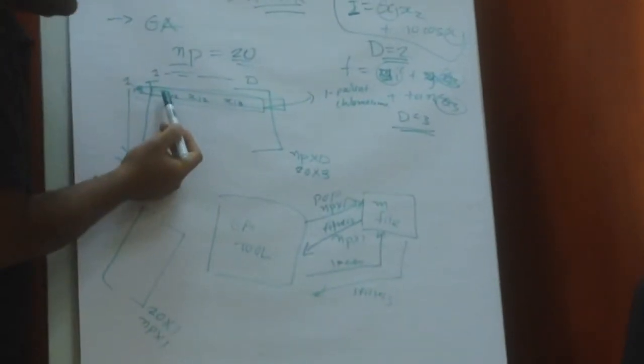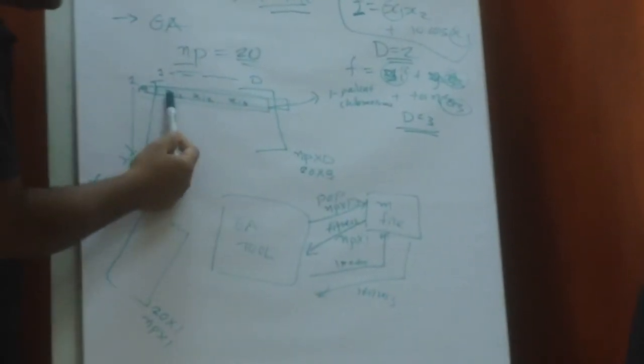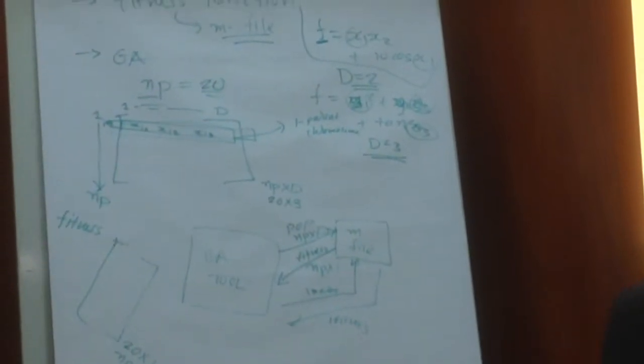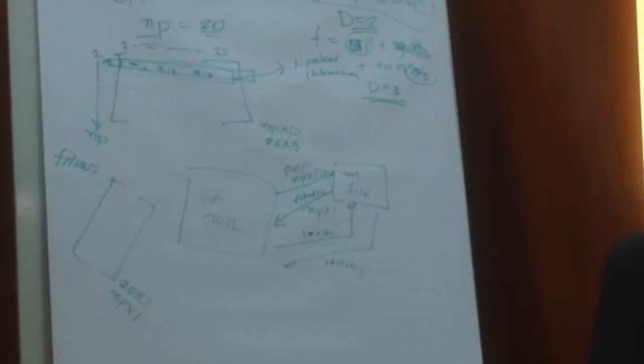See, you have three values. For one parent, you have three values: x1, x2, x3, right? If you put it here, you will get a single value of f. Okay, you mean the values? Yes. So the fitness function will always be one.